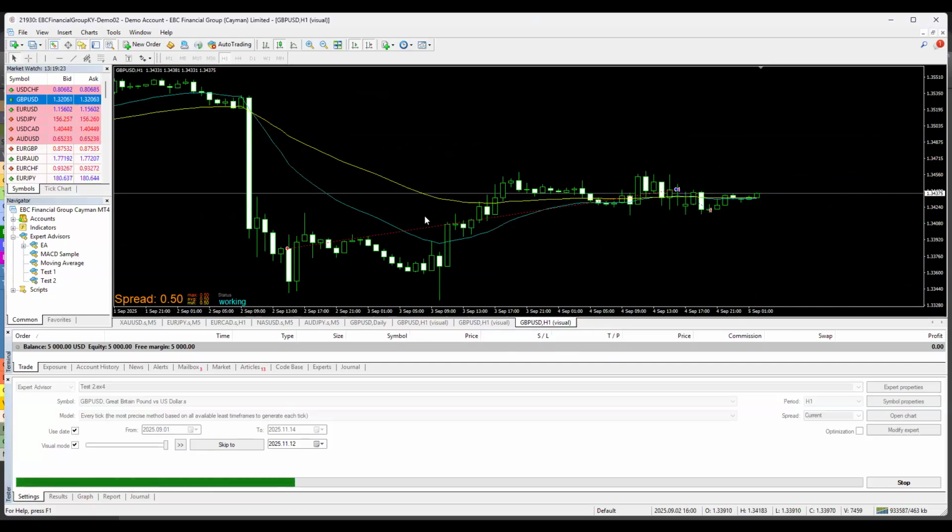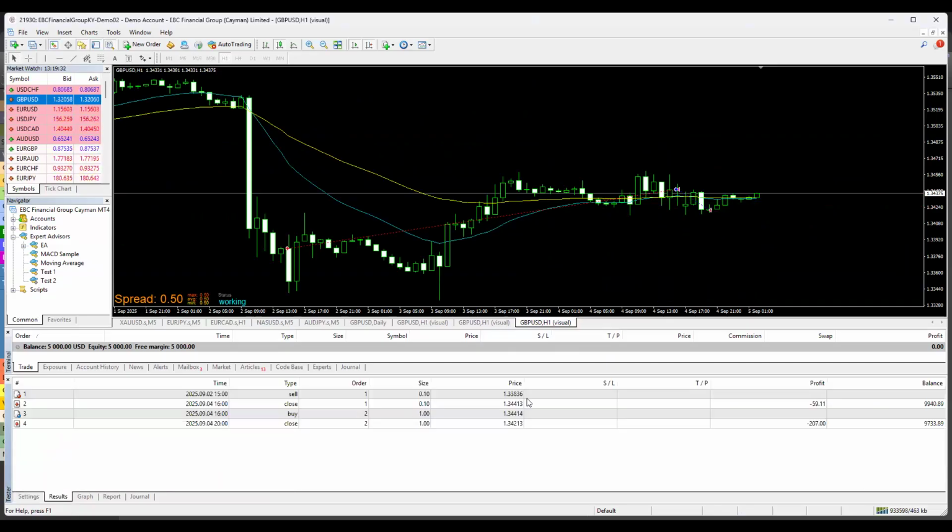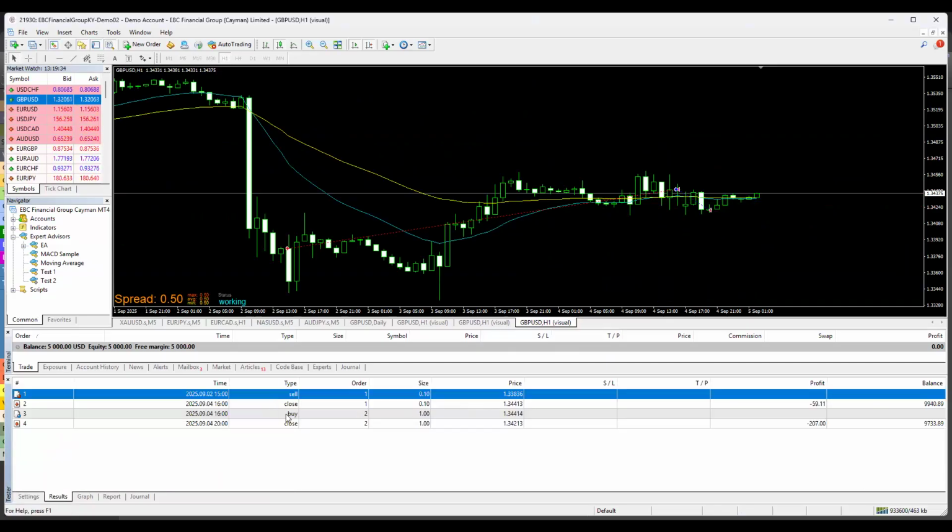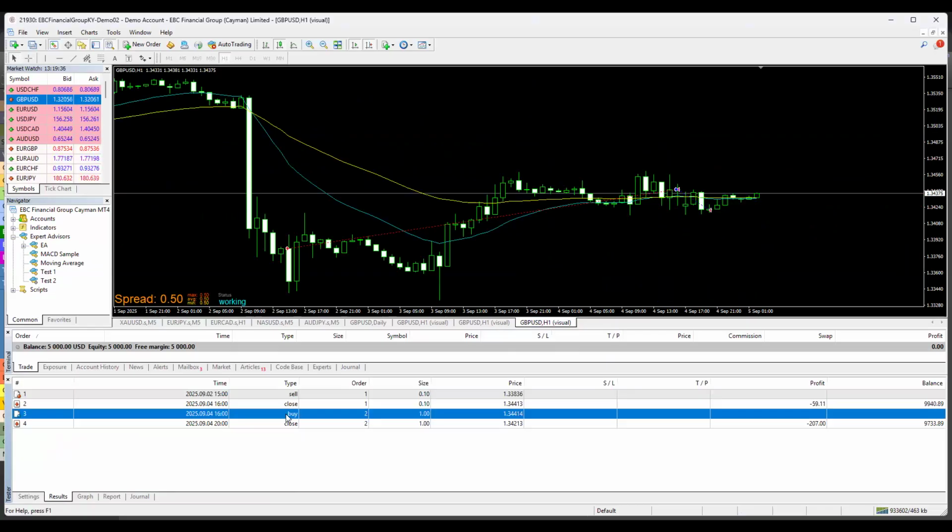It closed the sell trade there, but it also opened the buy trade, if I'm not mistaken. So let me check the result. Yeah, so it closed the sell trade and opened a buy trade, right? Now, in this case, our losses would be dynamic, right? Before we had a fixed stop loss, but now it would depend on where the moving average crossed over itself.